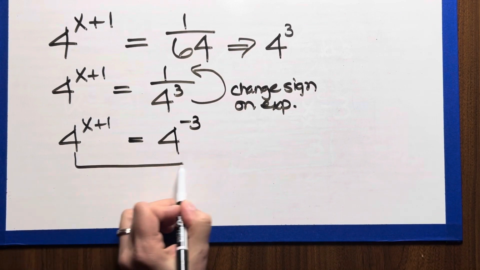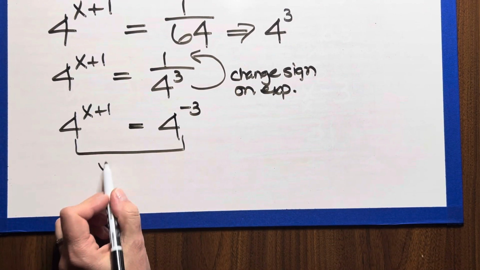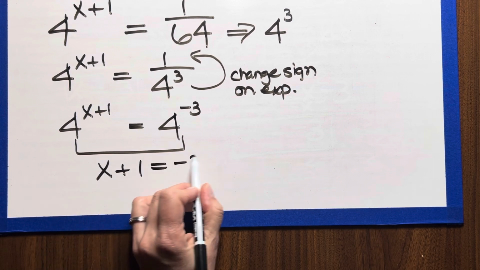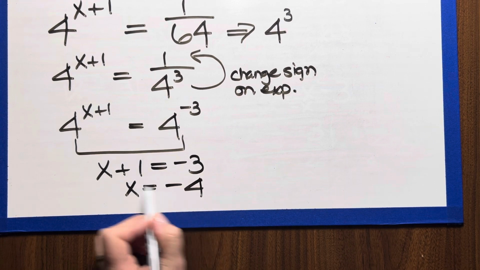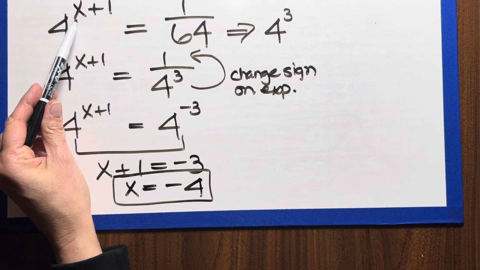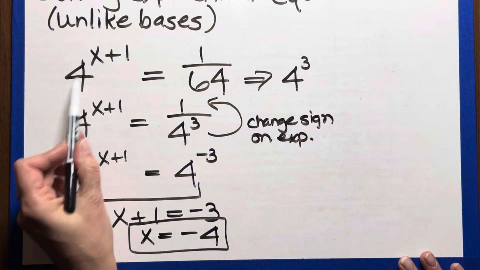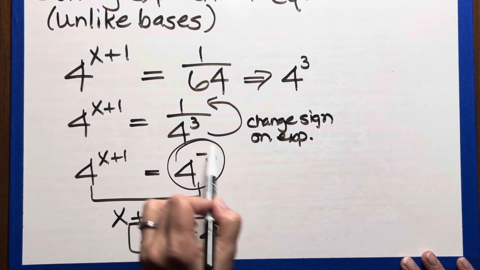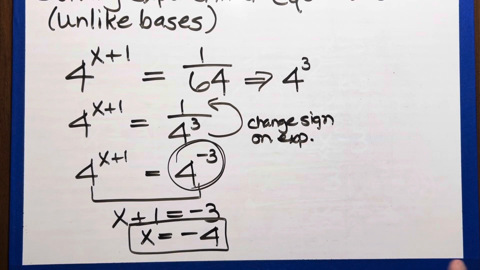So finally, my bases are the same. So now I'm going to drop those, and I'm going to set x plus 1 equal to -3. So I'm going to get x equals -4. And again, if you substitute the negative 4 in here, negative 4 plus 1 gives me negative 3, 4 to the negative third. Remember our 4 to the negative third here, so I know that it's balanced out. Those are a few examples of how to solve exponential equations with unlike bases.